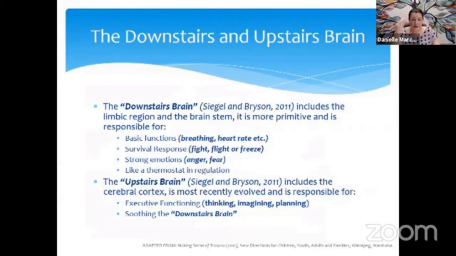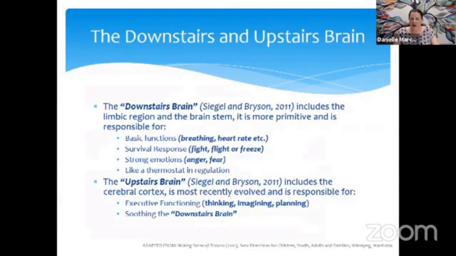So one of the things that the upstairs brain does as well is it's responsible for calming the downstairs brain. On the upstairs brain, like I said, it's where you're thinking, imagining, planning. That's where it all takes place. And when you think about the hand-brain model, you really need that upstairs brain to help the downstairs brain calm, because the downstairs brain is where those big emotions lie. So the role of the upstairs brain is really to calm the downstairs brain at different moments.